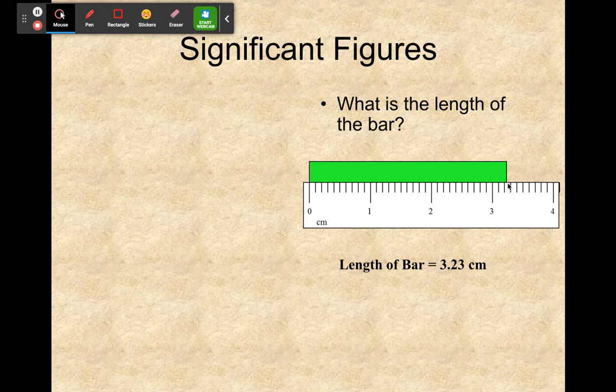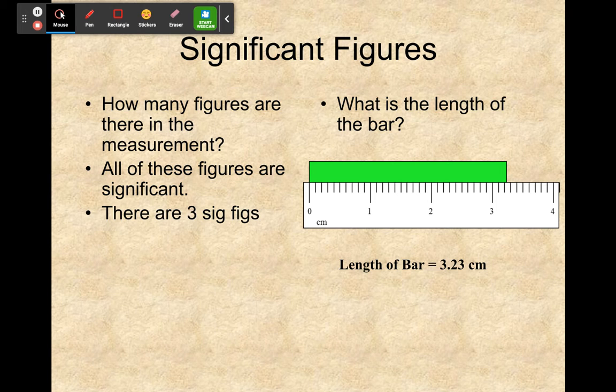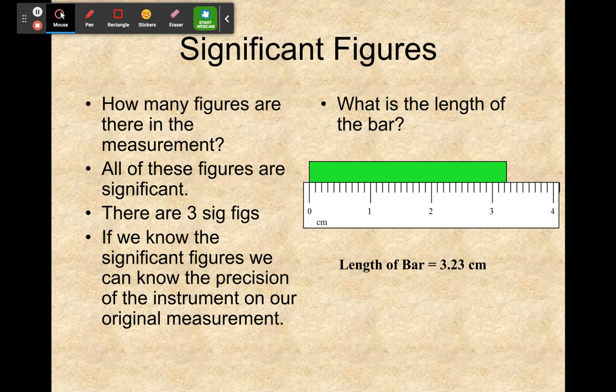So for significant figures, you guess 1 decimal place past what you know for sure. Make the best guess possible. So how many figures are there in the measurement? There are 3 figures, 3.23. All of these figures are significant. There are 3 sig figs. If we know the significant figures, we can know the precision of the instrument on our original measurement.